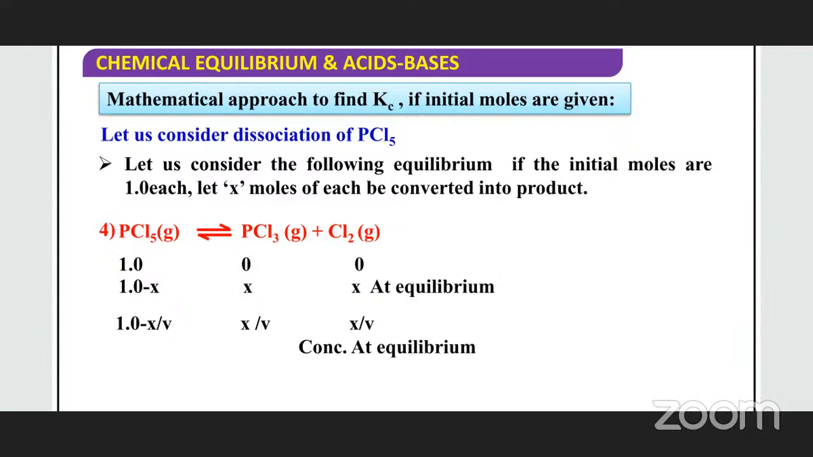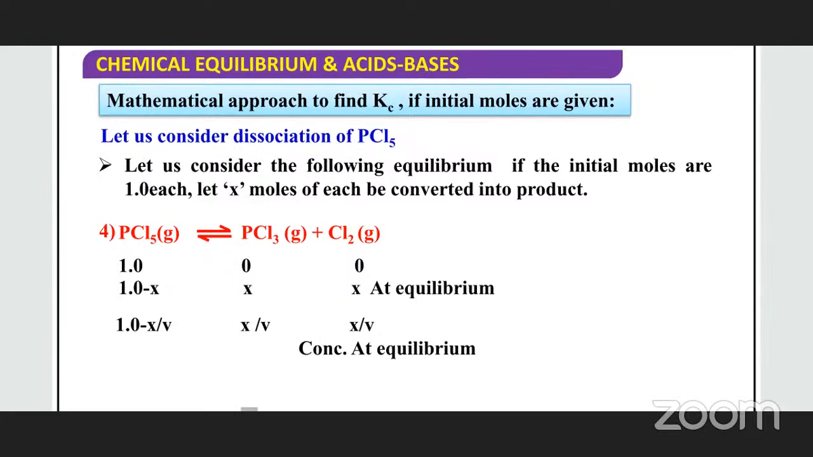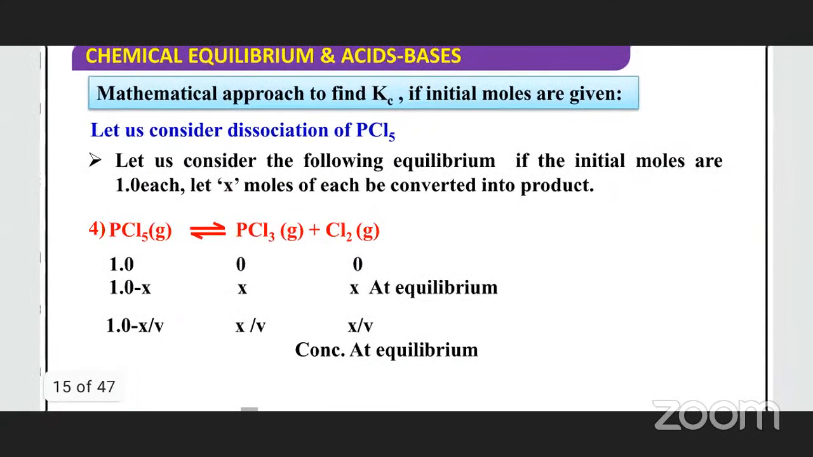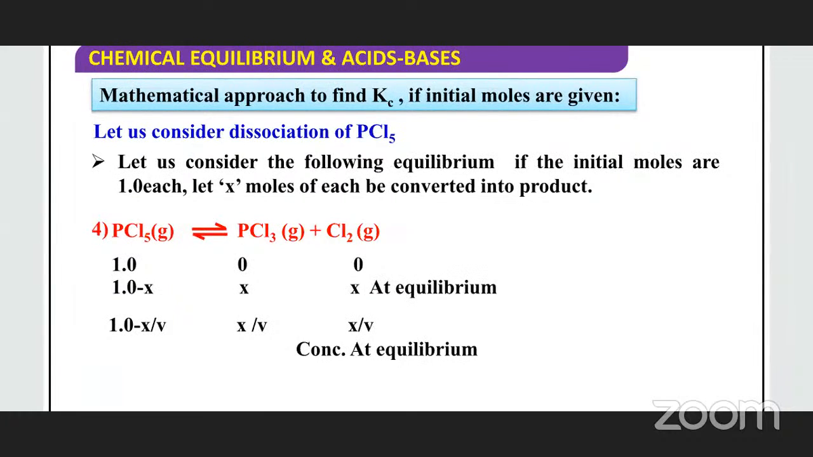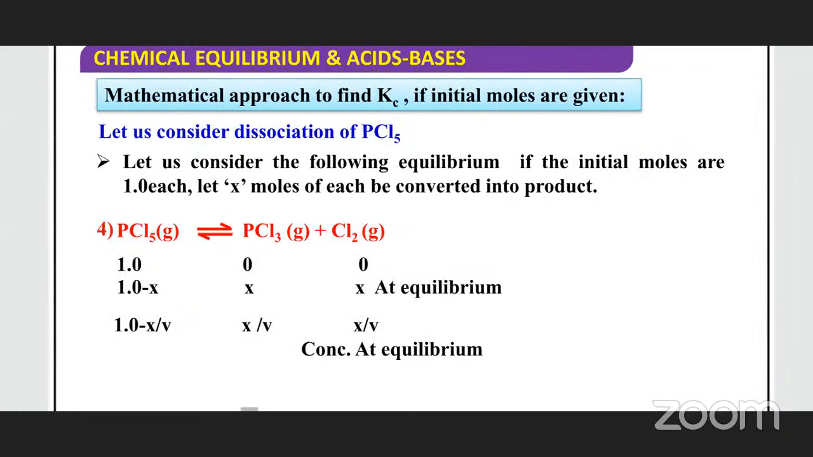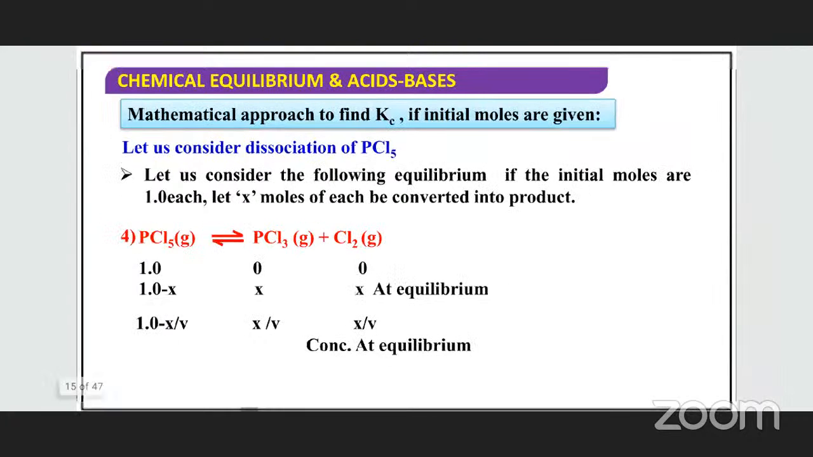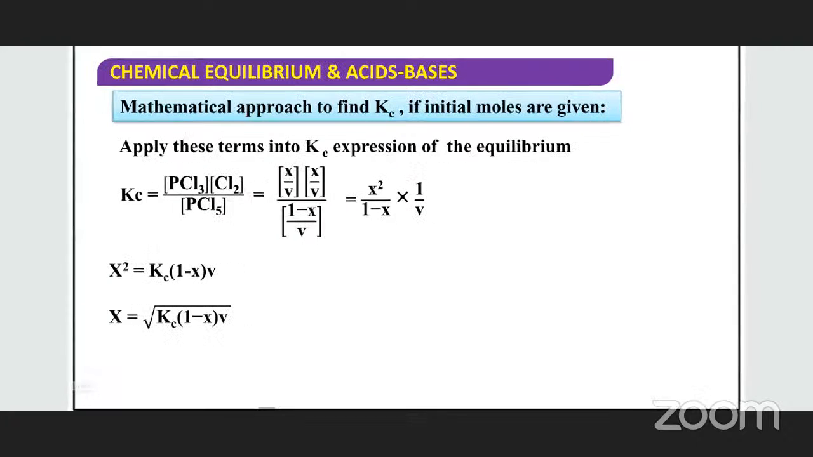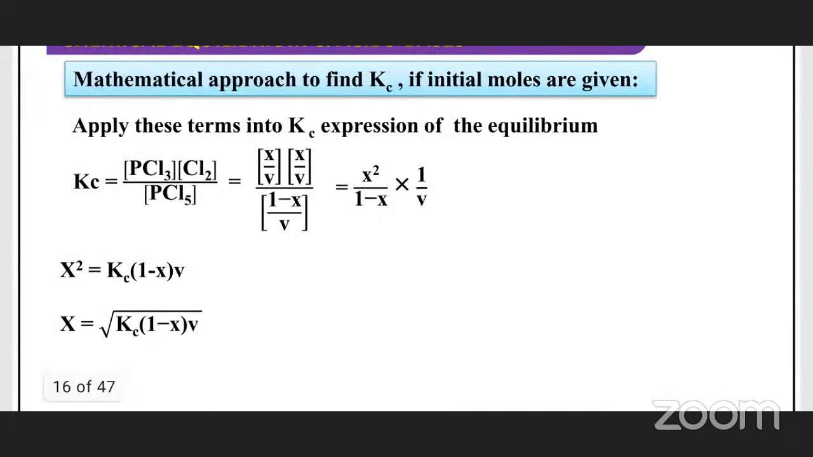Initial concentration 1, product concentration 0. At equilibrium, concentration of PCl5 is 1 minus x, product concentration x and x. Here N by V means number of moles by volume. So (1 minus x) by V, and x by V, x by V are the concentrations at equilibrium. Apply these terms in the Kc expression of equilibrium. Kc is equal to the molar concentration of product by the molar concentration of reactant, PCl3 into Cl2 by PCl5.